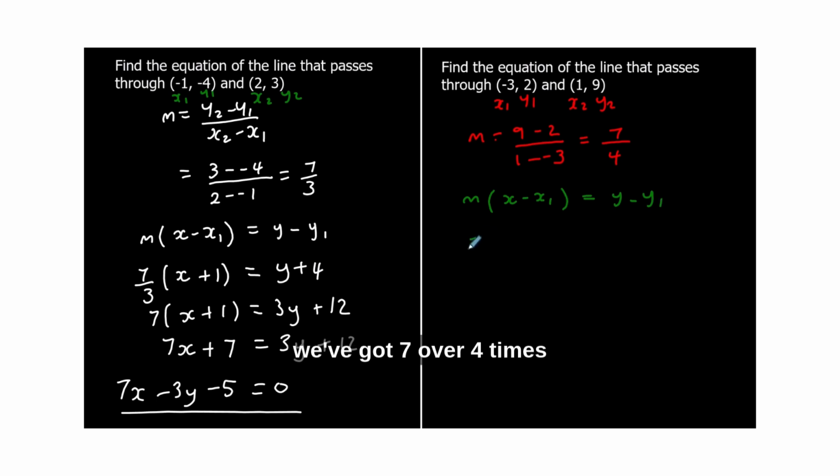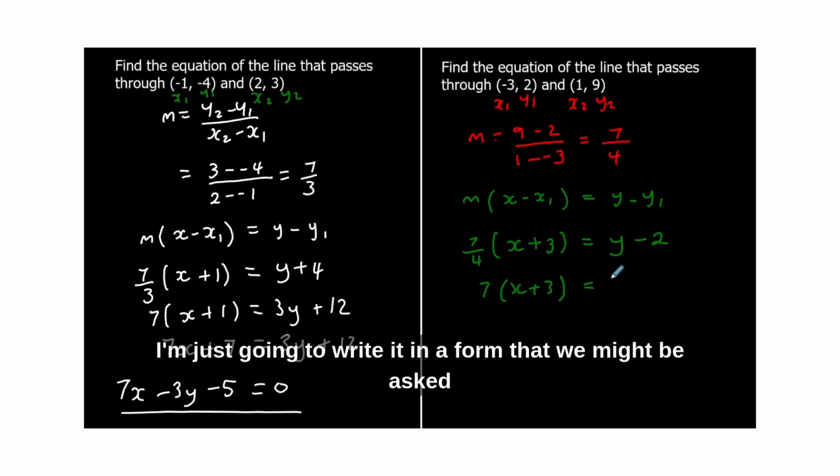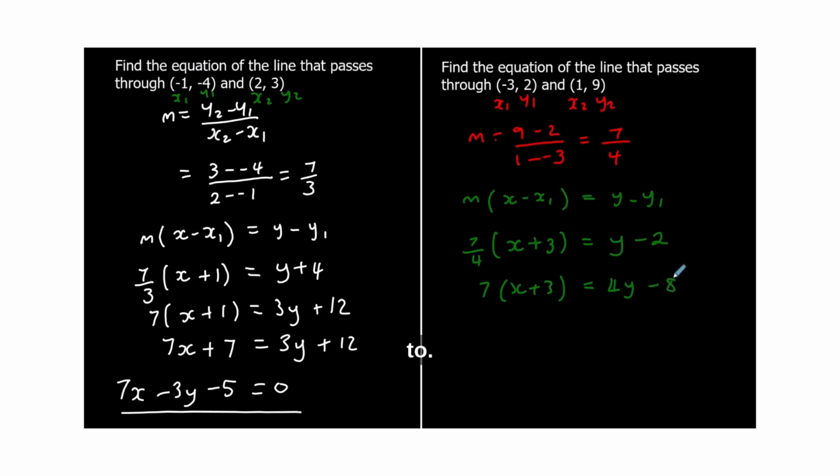So we've got 7/4 times x minus x1, so minus 3, so plus 3, equals y minus y1, y minus 2, times by 4. So that is an acceptable answer. It is the equation of a line. I'm just going to write it in a form that we might be asked to.